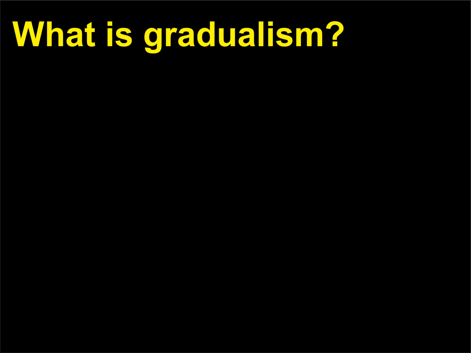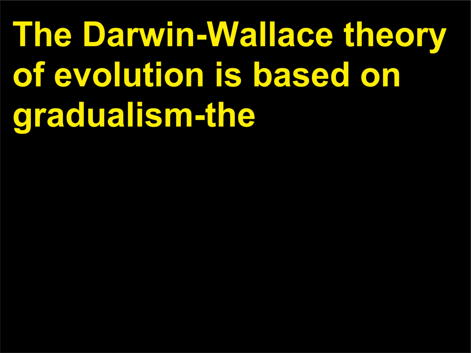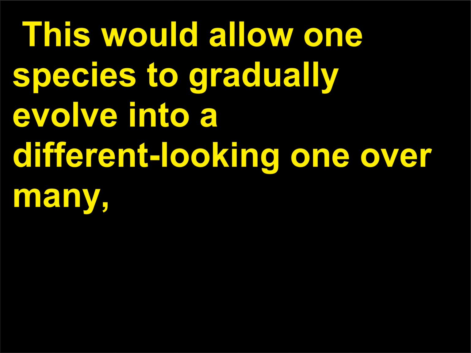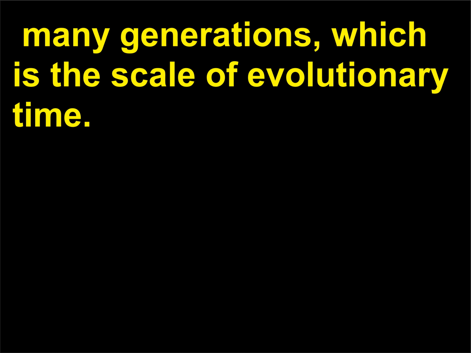What is gradualism? The Darwin-Wallace theory of evolution is based on gradualism, the idea that speciation occurs by the gradual accumulation of new traits. This would allow one species to gradually evolve into a different looking one over many generations, which is the scale of evolutionary time.